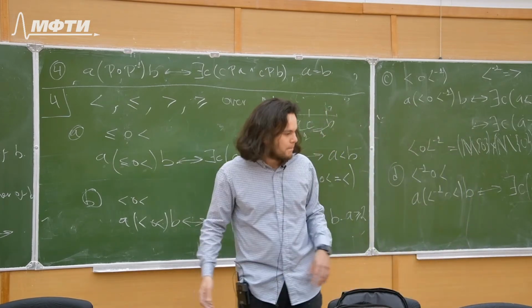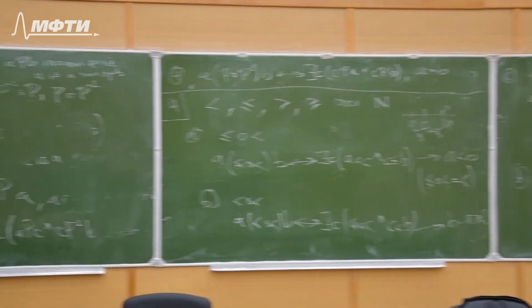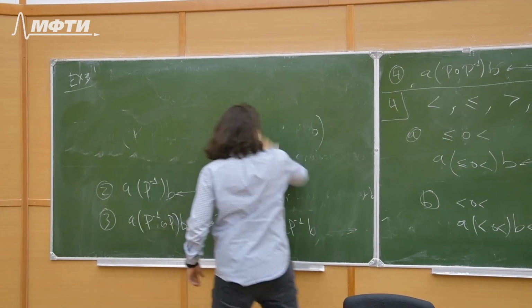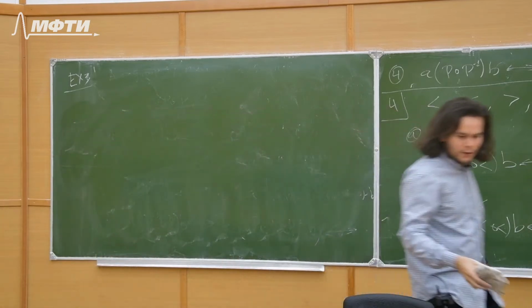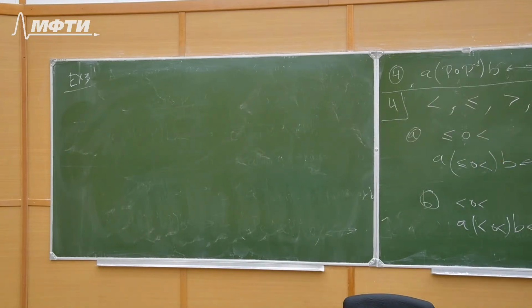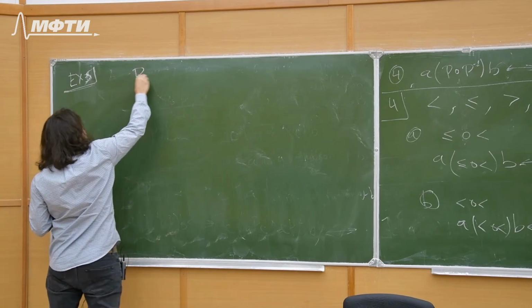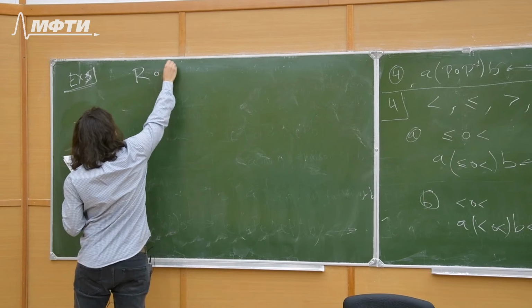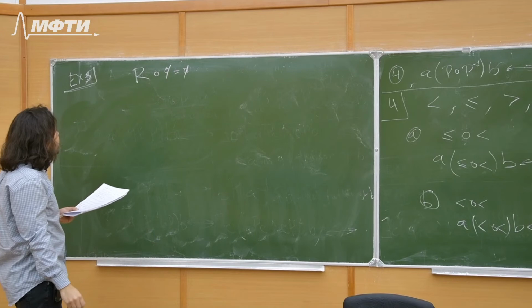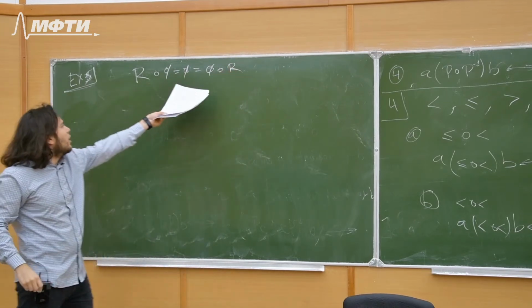Okay. So we continue with exercise 4 or 5. Let me check. Yes, with exercise 5. So we have to prove that the composition of any binary relation with the empty set is equal to the empty set. Okay? And in the same way the empty set composed with R. So both of them are equal to the empty set.